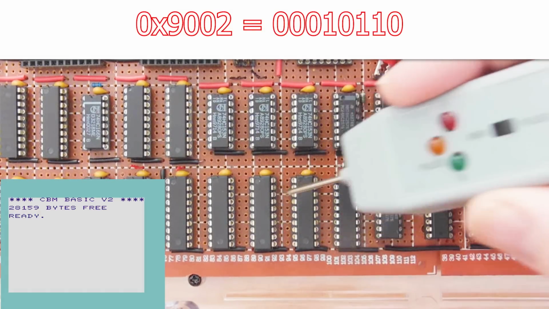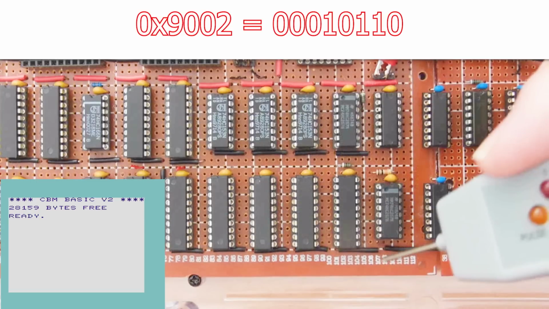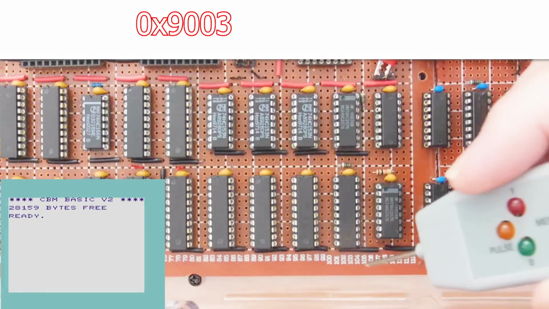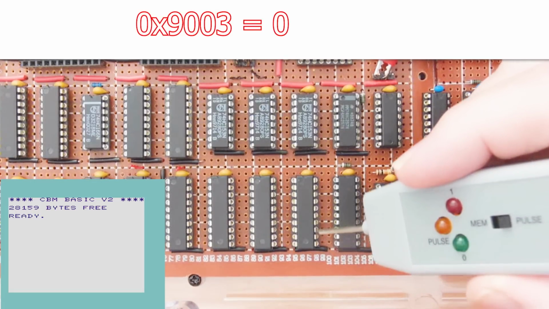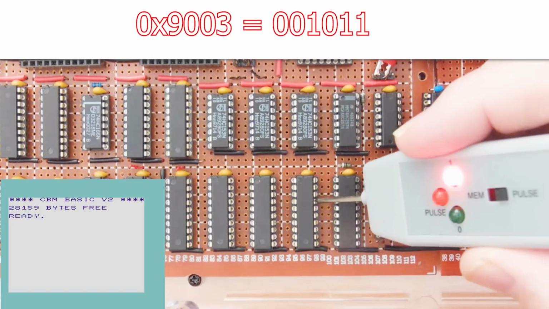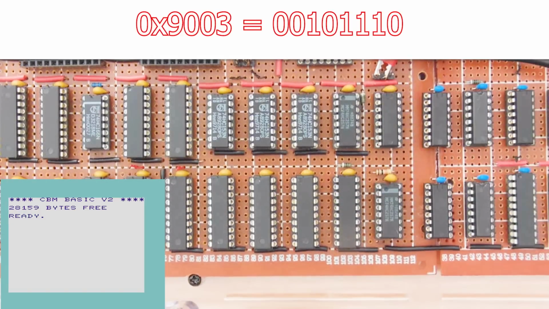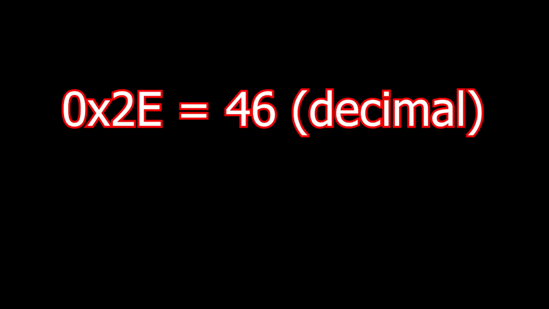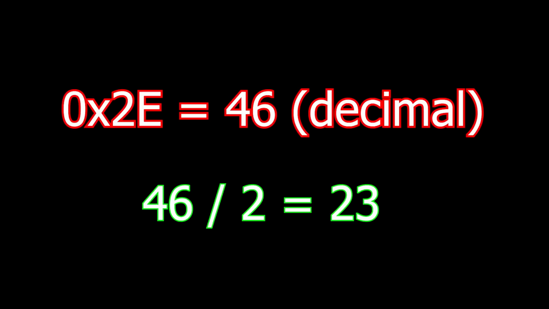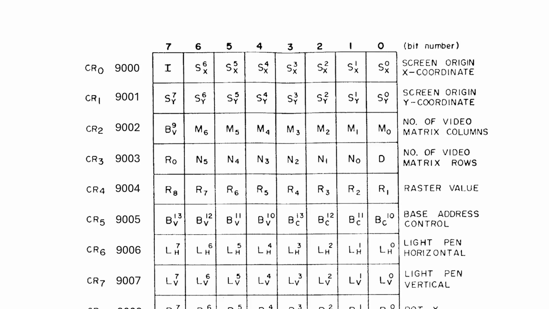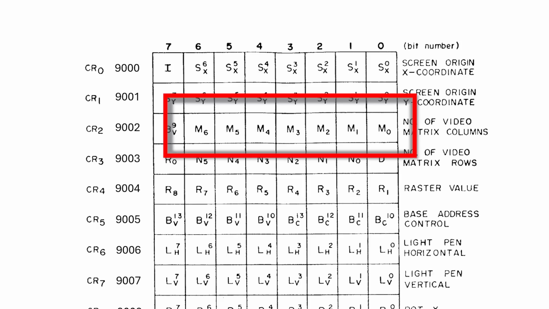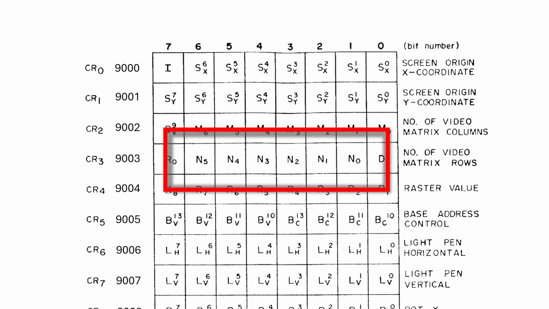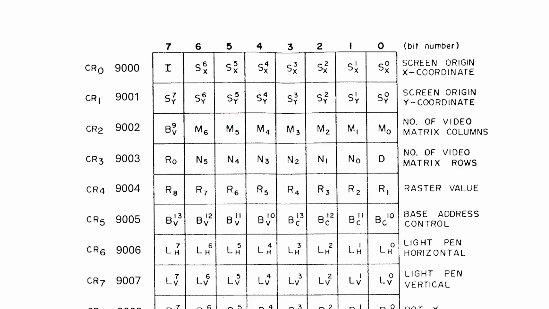9002 holds 16 hex, which is 22 in decimal, which might be the number of columns. 9003 holds 2E in hex, which is 46 in decimal. Interestingly, 46 is double 23, which is the number of rows. Let's see if we can make sense of this. Sure enough, the lower 7 bits of 9002 are for the number of columns, and bits 1 through 6 of 9003 are for the number of rows. Because we start at bit 1 instead of bit 0, we know that 23, which is 17 in hex, shifted left by 1 position is 2E, which is all good.